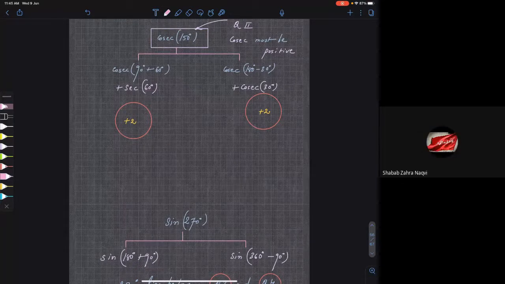Now let me ask you one more question. What is cos of 0? 1. Cos of 90? 0. Cos of 180? Minus 1. Cos of 270 is 0. Cos of 360 is again 1. You are getting my point. Okay? Clear?